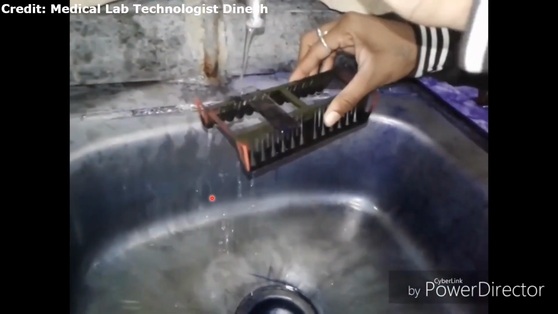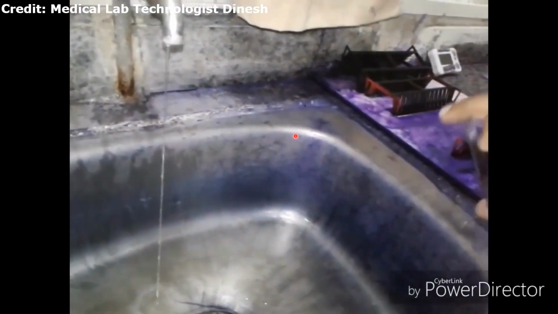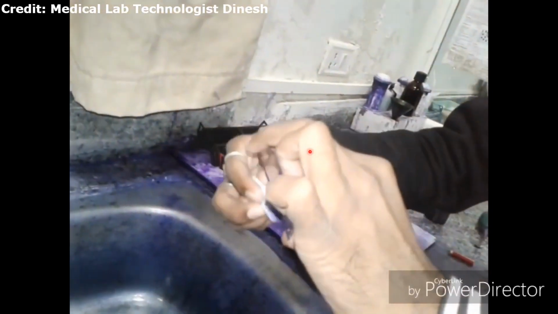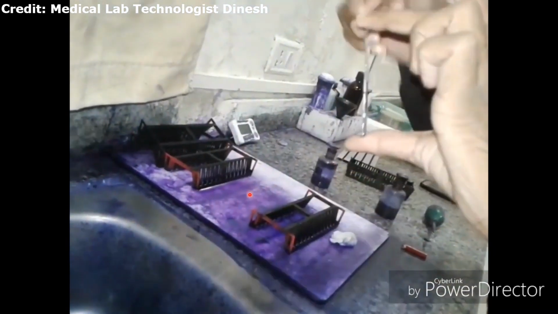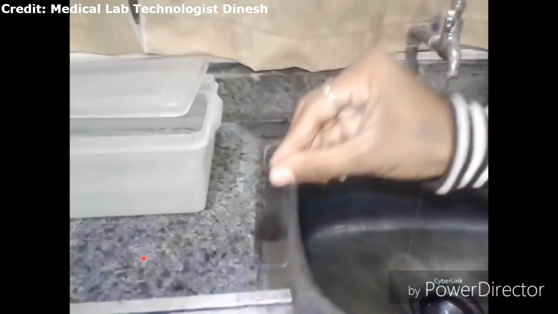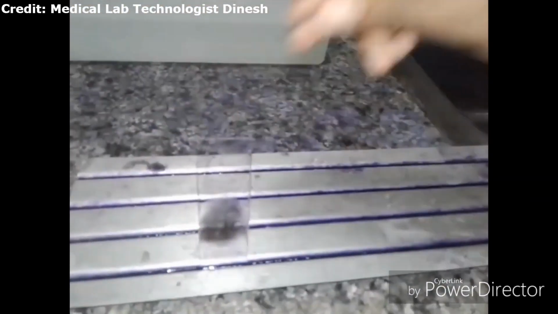After 10 minutes, we have to wash the slide under the tap water from the edge, not directly on the smear. So from the edge, we have to wash it, then clean it from the back side with the cotton like this, and then we have to dry it. We can put it on the rack like this, or we can shake the slide to dry it. So this is how we have to do the staining of the smear.